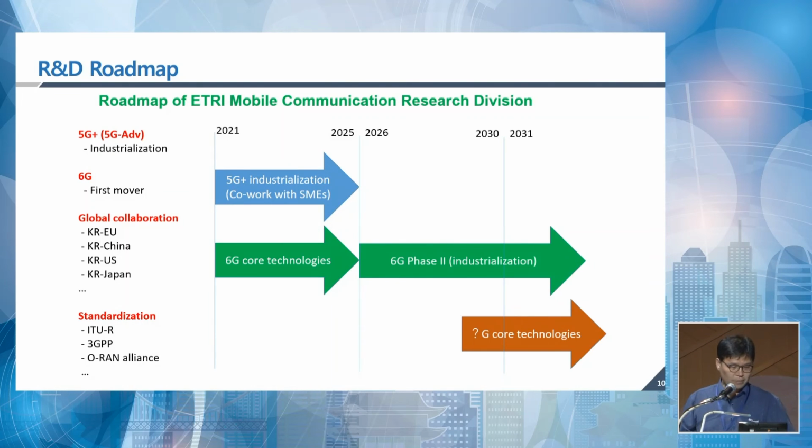This is the roadmap of the mobile communication research division of ETRI. We are doing 5G plus activity right now, and as I explained here, we are also doing 6G. For 5G plus, we'd like to accelerate commercialization, co-working with SMEs in Korea. And for 6G, we aim to be a first mover, and we are making an effort. In addition, we are also doing some global collaborations. We have experience with other nations like the EU, China, US, and Japan, and we will keep working together. Lastly, all the outcomes from the 6G R&D will be reflected in standardization organizations like ITU-R, 3GPP, and O-RAN Alliance. And what comes next? The question mark there, probably 7G or something.